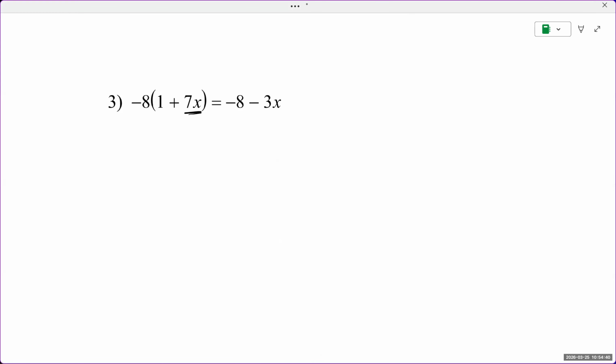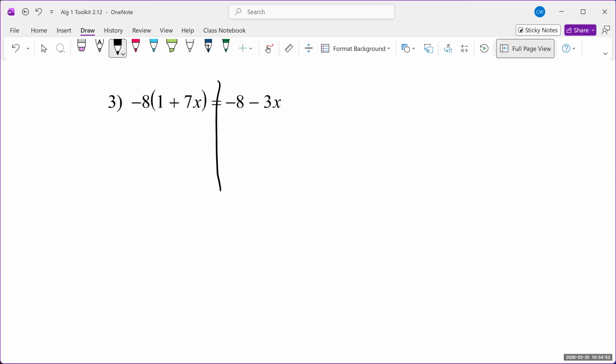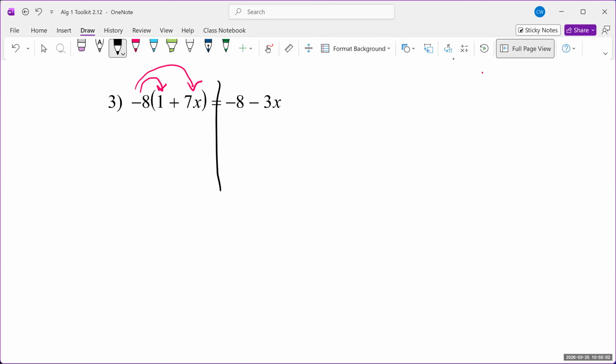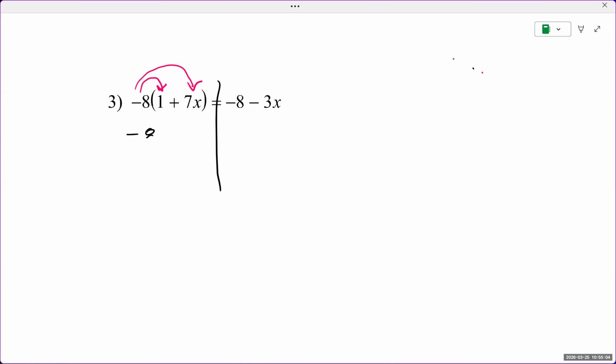This category of solving has x's on both sides of the equal sign. Okay, so what am I going to do next? Think ahead of me. I'm going to distribute the negative 8. So I'm going to have negative 8 minus 56x is equal to negative 8 minus 3x.